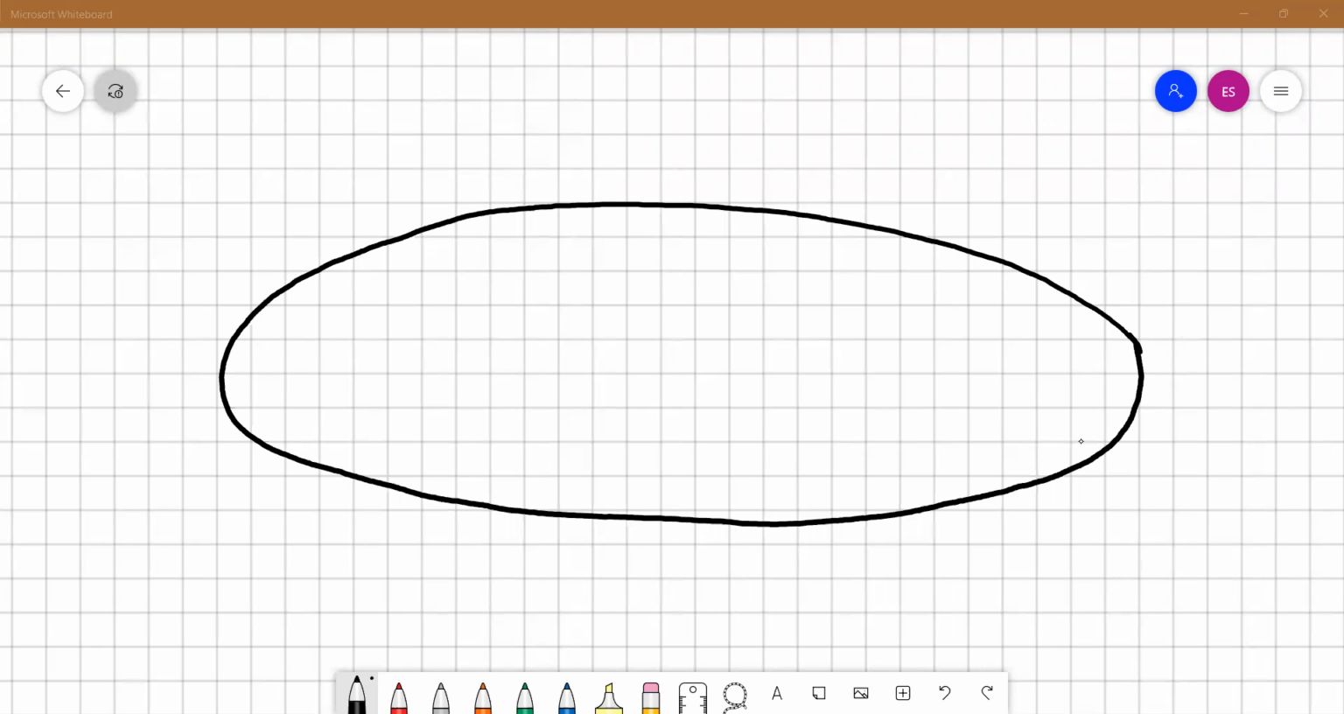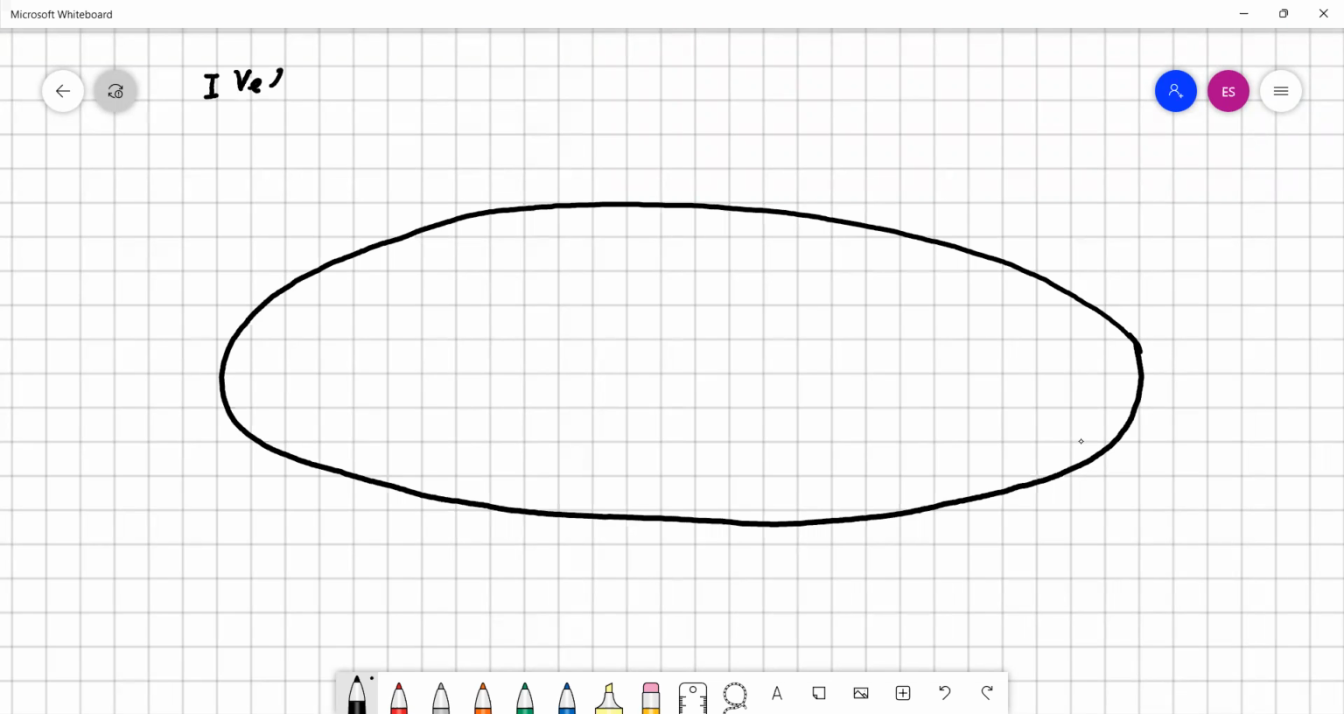Hello, everyone. I want to give some directions on how to work on the tutorial, motion in 2 dimensions. On the first page, in the velocity part 1, they're asking you to graph an oval.